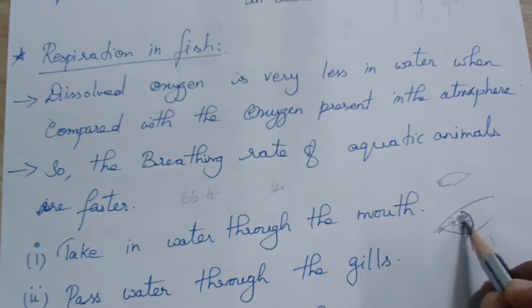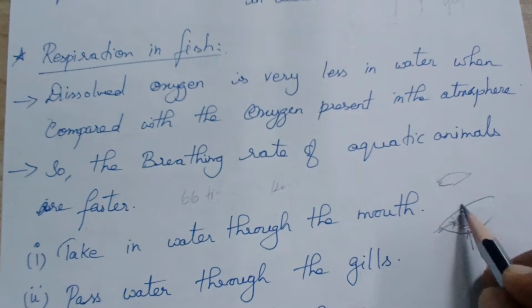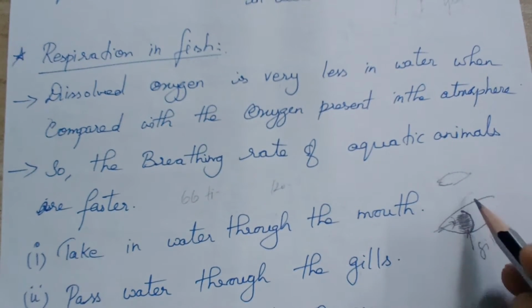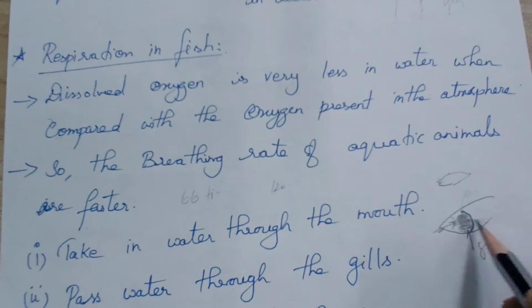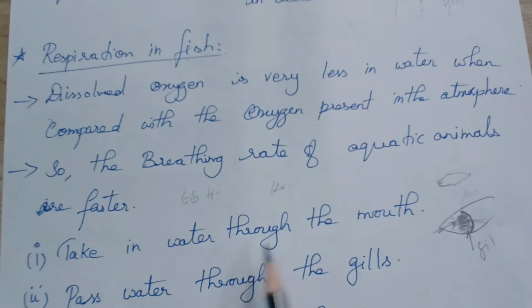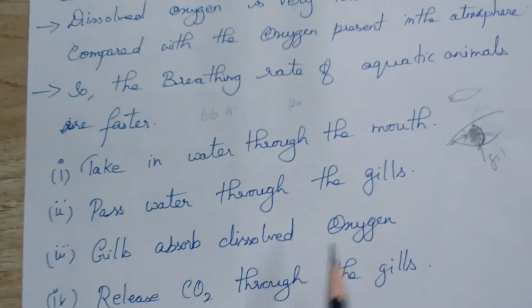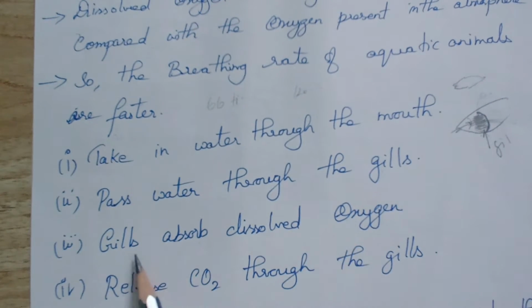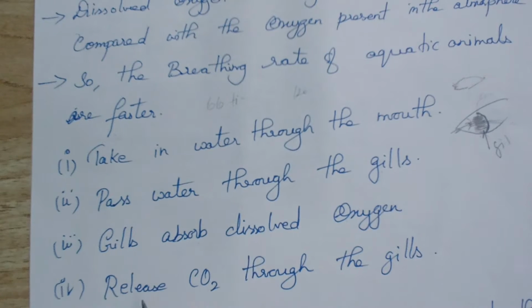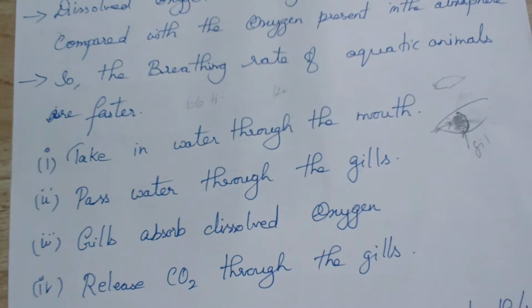These gills are rich in blood capillaries. You can see the red capillaries in them, and these capillaries absorb the oxygen, which is taken to the cells. The carbon dioxide produced comes back and is removed through the gills. So it takes the water through the mouth and passes the water through the gills. The gills absorb the dissolved oxygen because they are rich in blood capillaries, blood vessels, and release carbon dioxide through the gills after the respiration process is over.